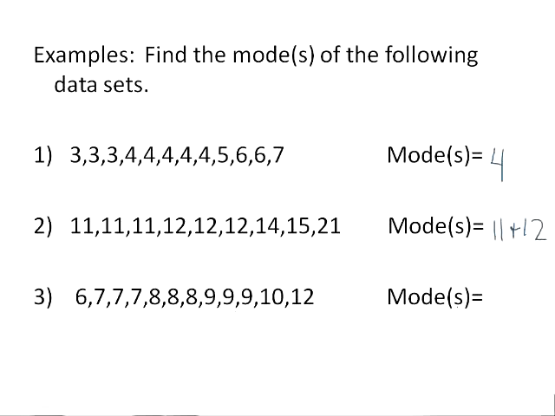Now in the third example, the 7, the 8, and the 9 all appear 3 times, with the 6, the 10, and the 12 only appearing once. So since we have 3 numbers, the 7, the 8, and the 9, that appear most often, we say there is no mode.